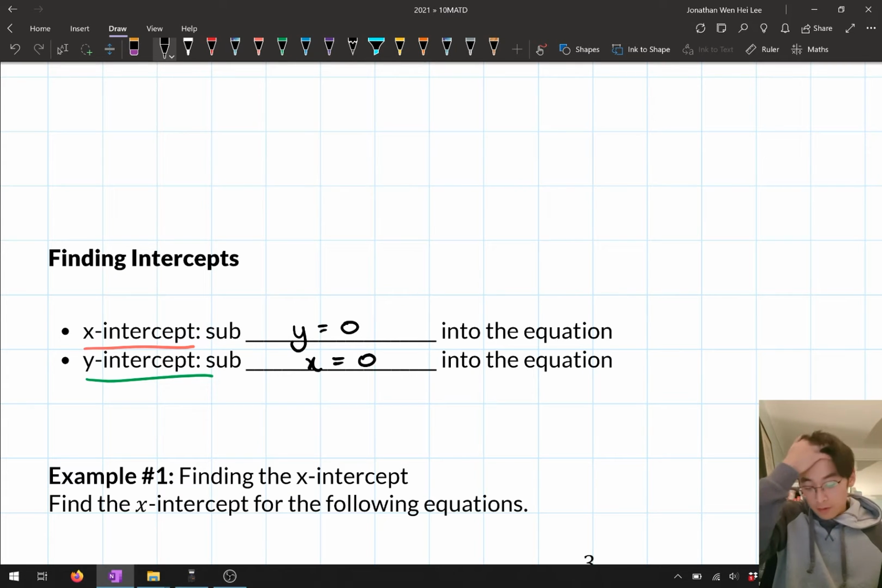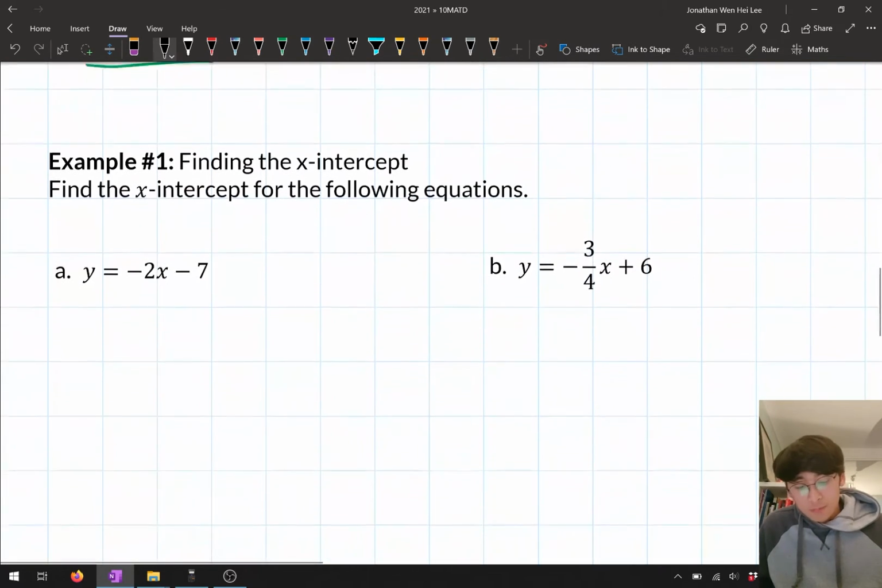So when we're trying to find the intercept, all we need to do is substitute either y is equal to 0 if we want to find the x-intercept, or x is equal to 0 if we want to find the y-intercept. So let's have a go at a few examples of this.